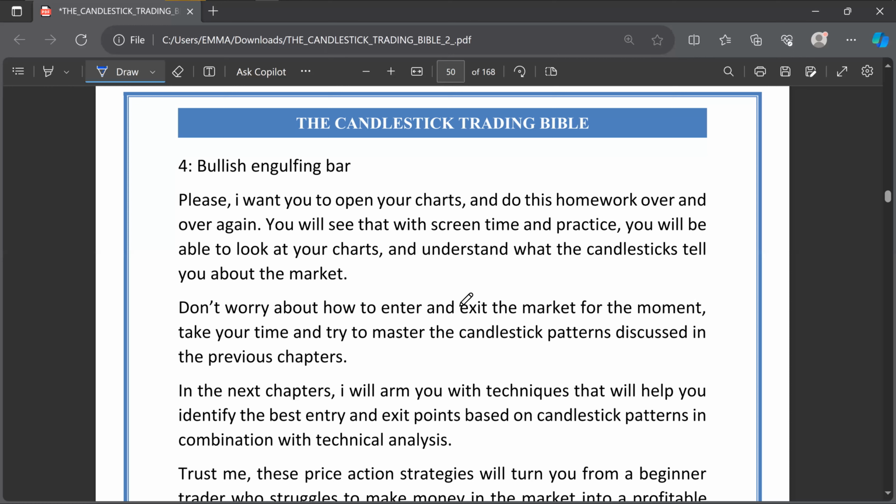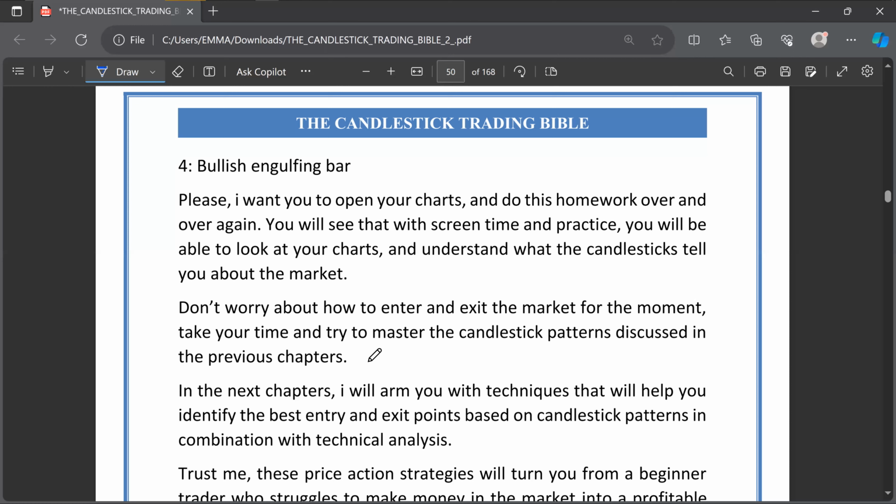So you just have to do this. When you go to Google or even with your TradingView, just enter a currency pair and then look at how prices move, right? So that is it. Now don't worry about how to enter and exit the market for the moment. Take your time and try to master the candlestick patterns discussed in the previous chapters. Don't worry yourself. If you're amateur or intermediate, just relax. We will get there, right? So just relax and do this.